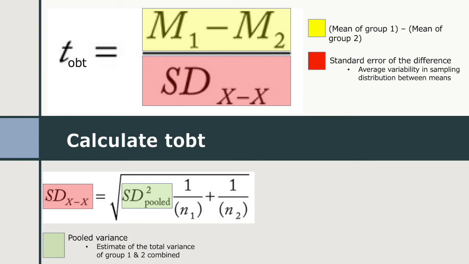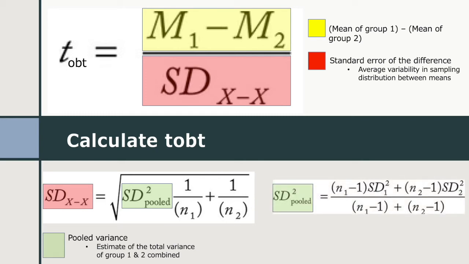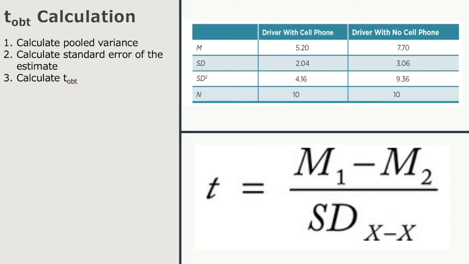So how do you calculate pooled variance? N1 minus 1 times variance, or standard deviation squared, plus N2 minus 1 times standard deviation 2 squared, all over N1 minus 1 plus N2 minus 1. Not a really big deal. You're just going to take the variance of each, calculate the average, adjusted by n size. So if we're going to do this, these are the steps we take. To calculate t obtained, first, you calculate pooled variance. Then calculate the standard error of the estimate, and then calculate your t obtained.